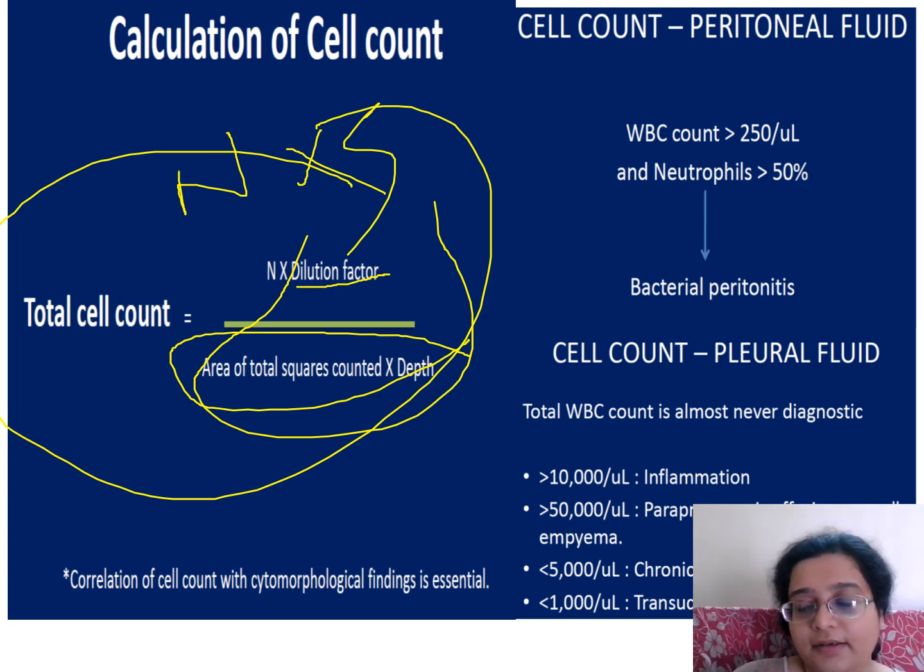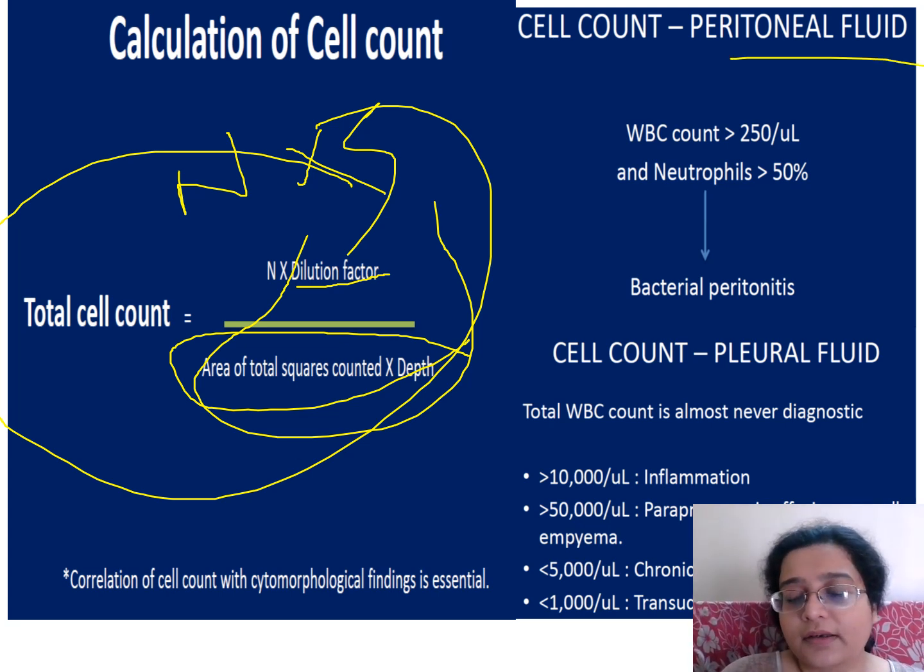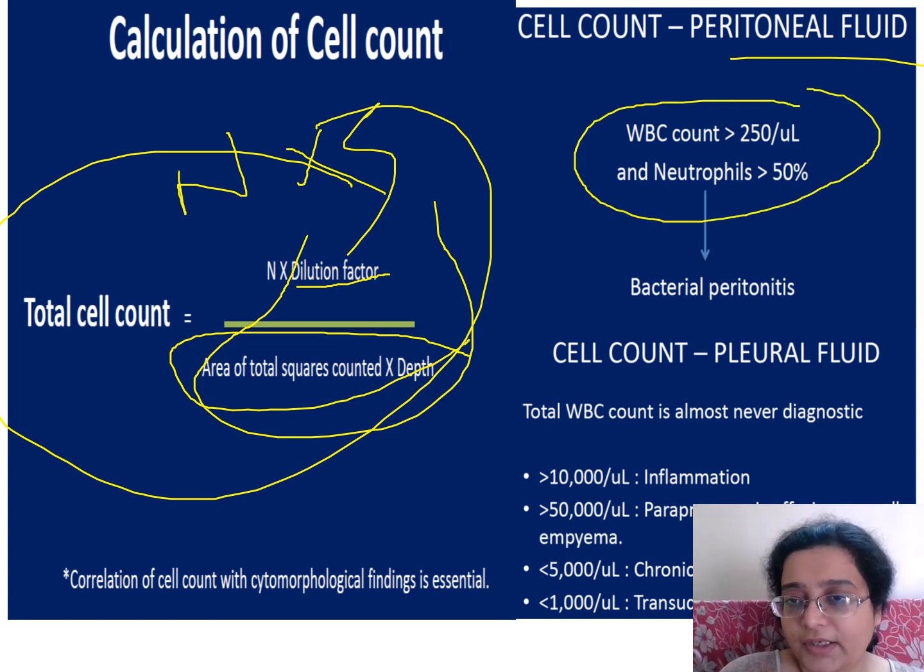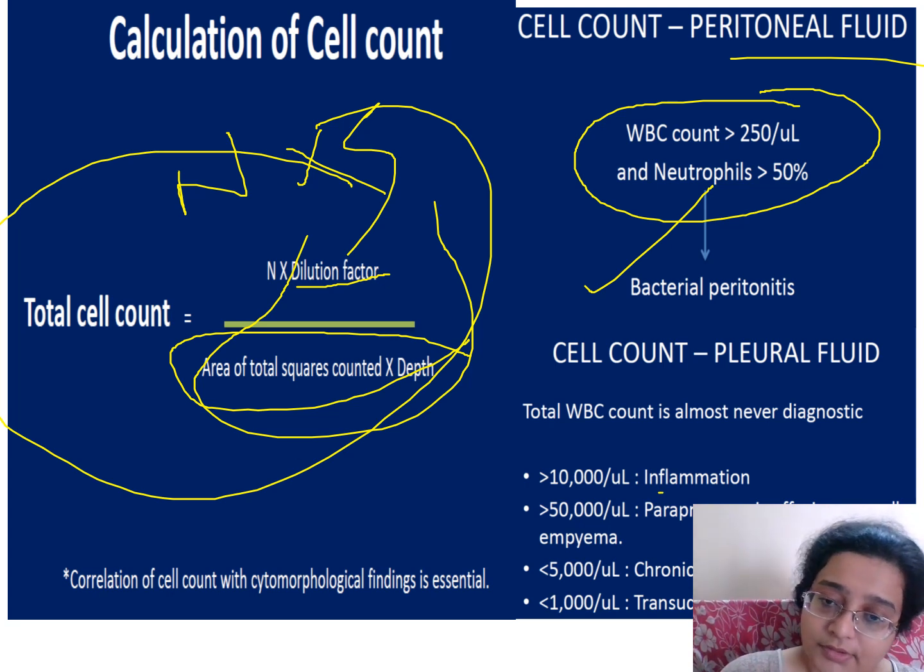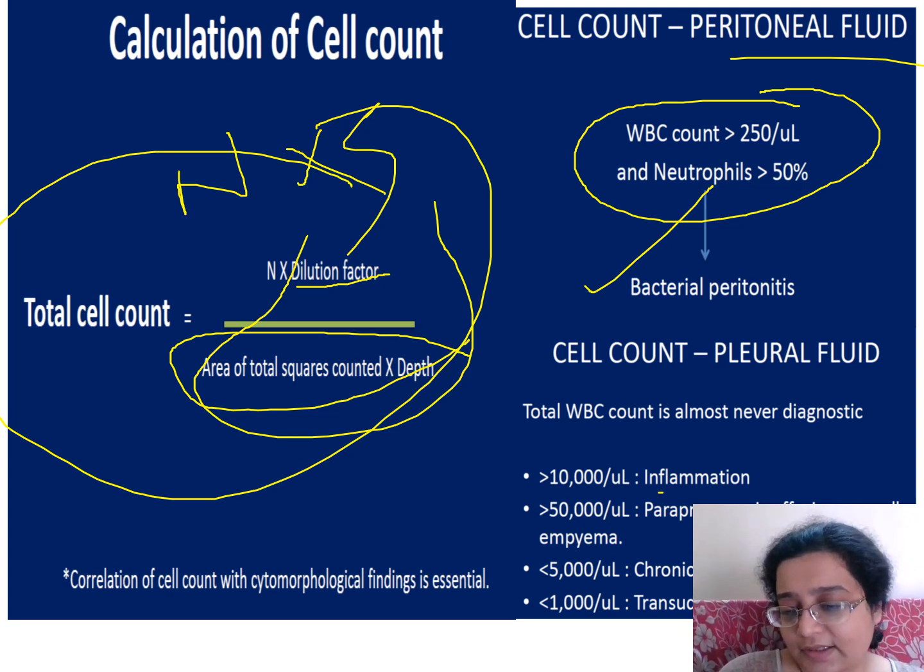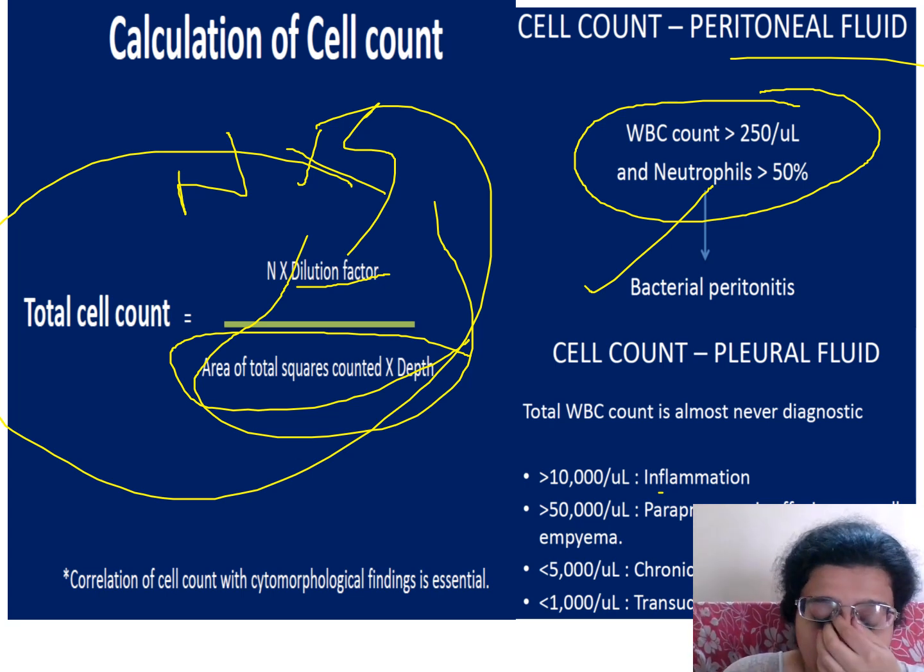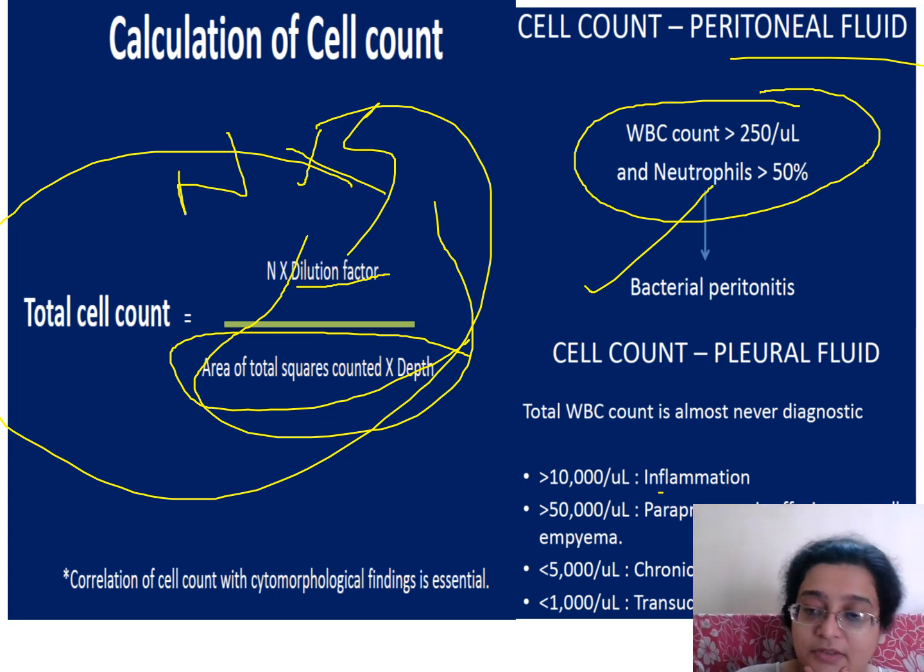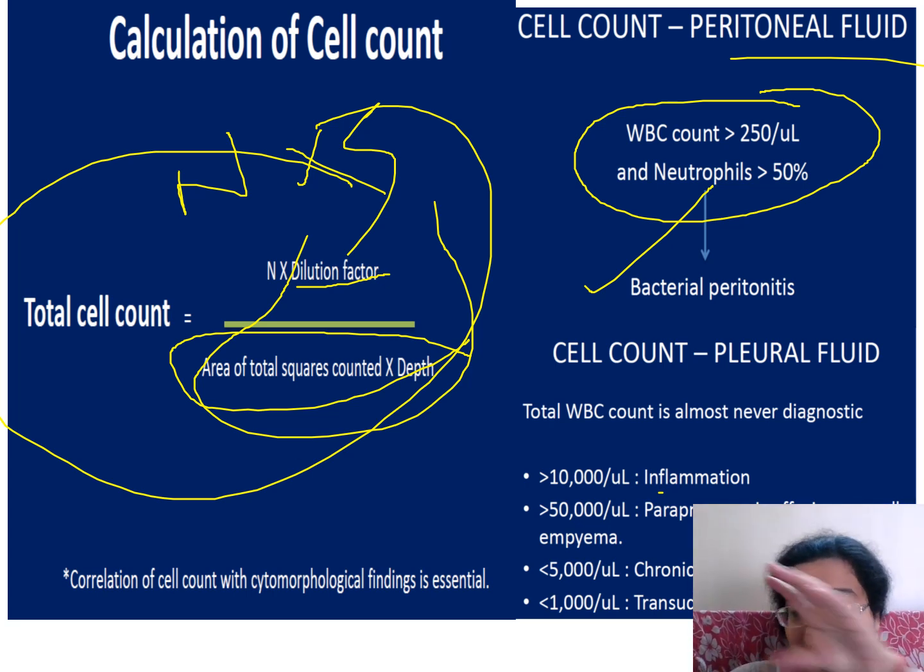formula to recalculate. So in peritoneal fluid, a WBC count more than 250 and neutrophils greater than 50 is definite bacterial peritonitis. If you see a pleural fluid more than 10,000 is inflammation. Pneumonia is more than 50,000. TB may be less than 5,000 cells, and approximately less than 1,000 cells in transudative. You'll ask me why less than 1,000 in transudative, why are we seeing 1,000? Because stasis is happening.